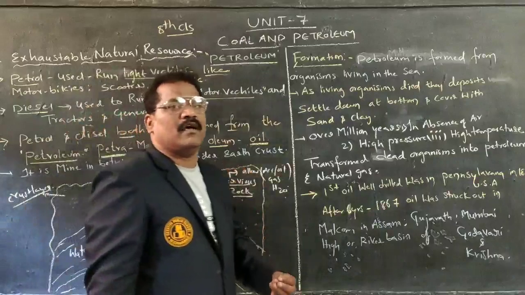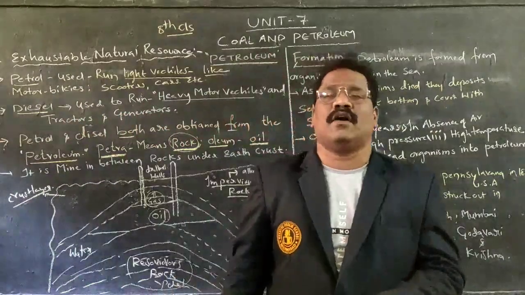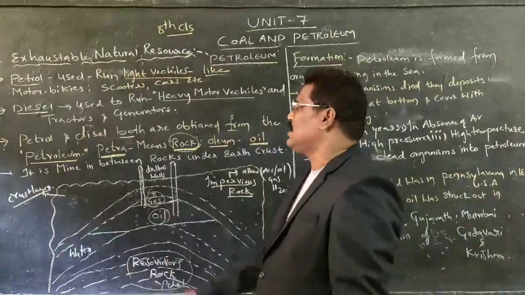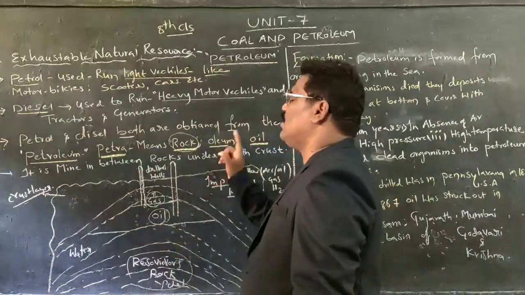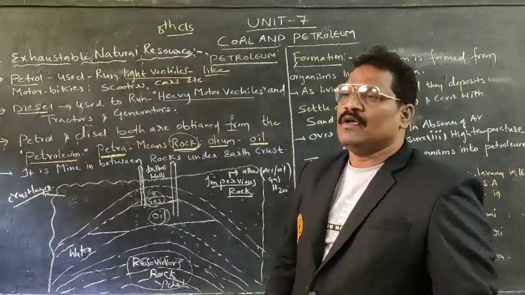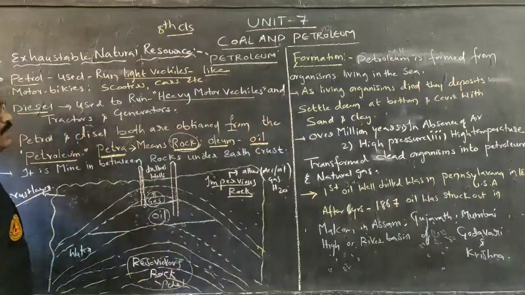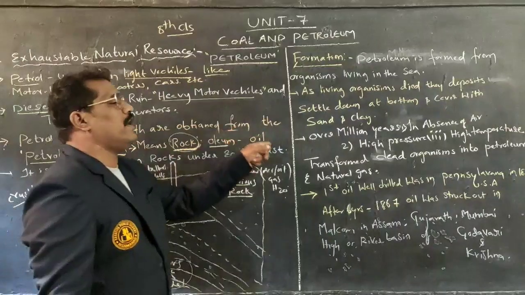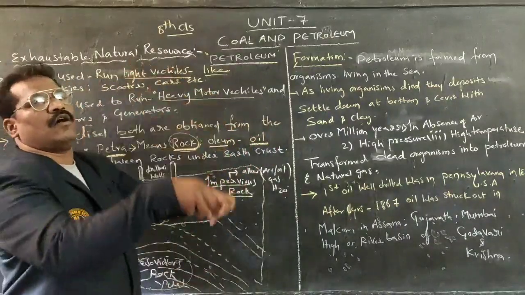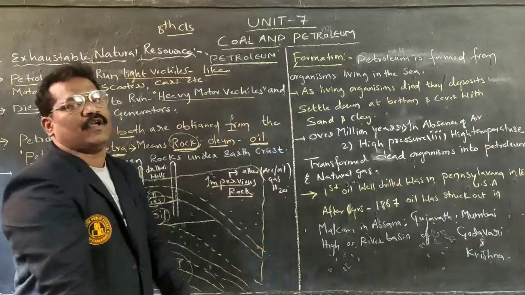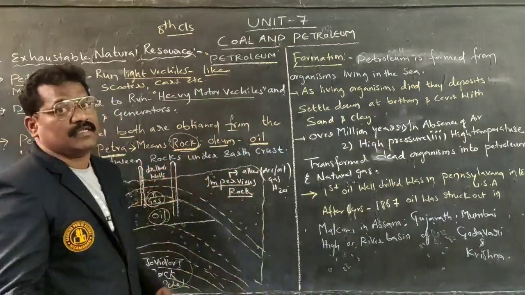The word petroleum is a Greek word which is derived from two different words, called Petra as well as Oleum. What does it mean? Petra means rock. Oleum means oil. Rock oil. In between rocks, it exists in the form of oil. Fossil oil, it will be existing.